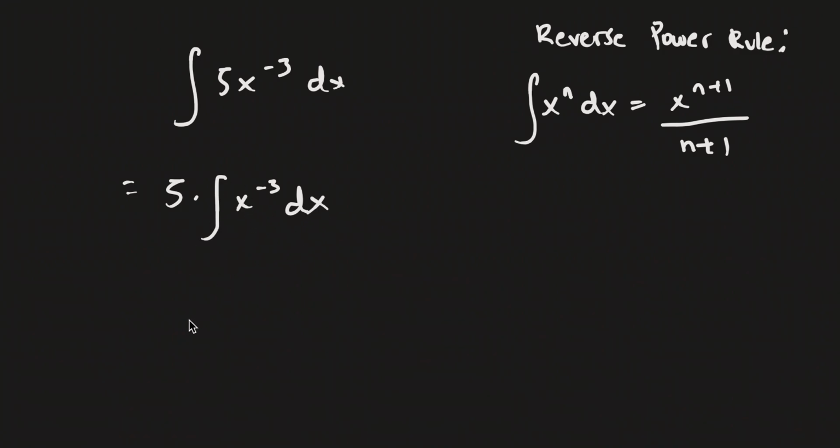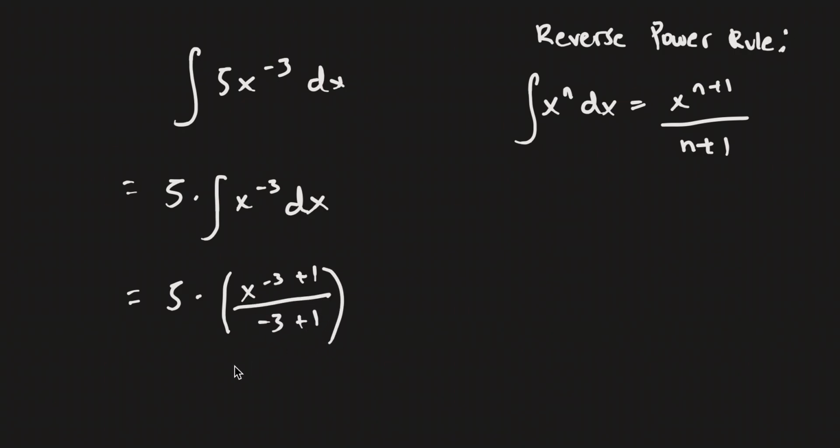So now we can use the reverse power rule. This is going to equal 5 times x to the negative 3 plus 1 over negative 3 plus 1. What is x to the negative 3 plus 1? Well, that's going to equal 5 times x to the negative 2 over negative 3 plus 1, negative 2.